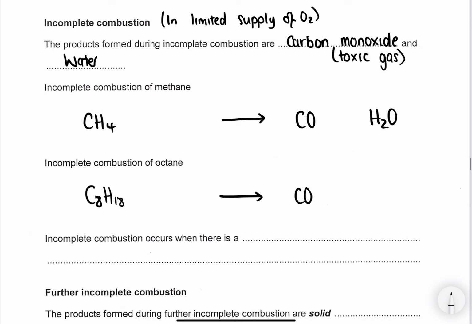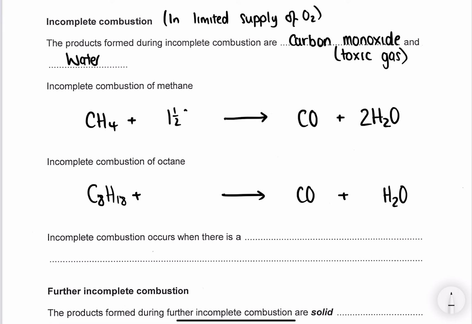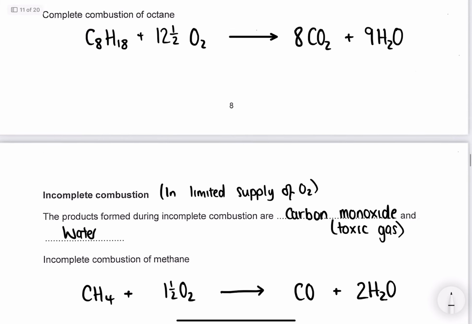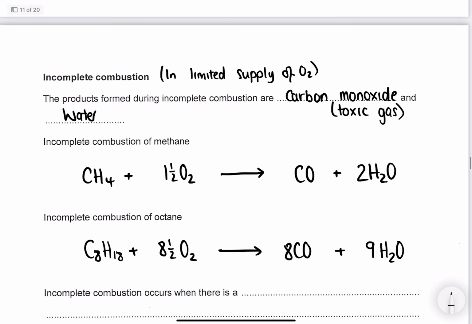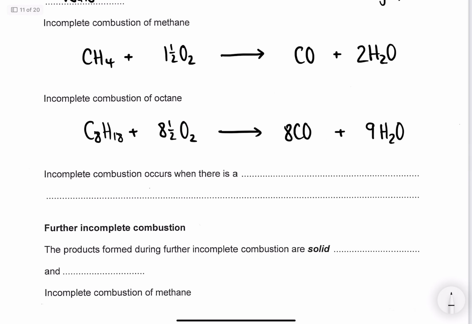Why don't you pause the video, balance these equations yourself. So if you've managed that, you would have put 1 C, 2 waters, which gives me 3 oxygens this time, so 1.5 O2s. Here we would have had 8 carbon monoxides and 9 waters, which gives me 8 add 9, 17, or 8.5 O2s. So if you compare it to complete combustion, you can see that we've gone down in the amount of oxygen we're using. We've got a limited supply.